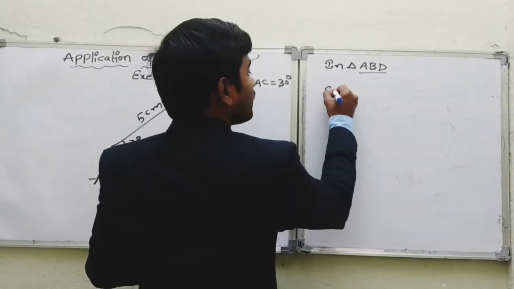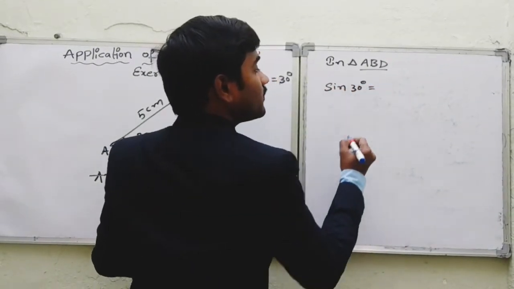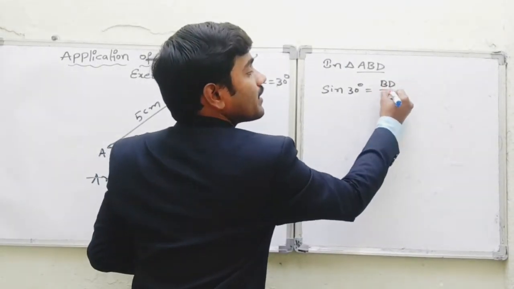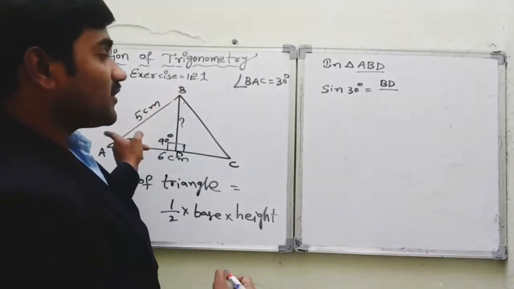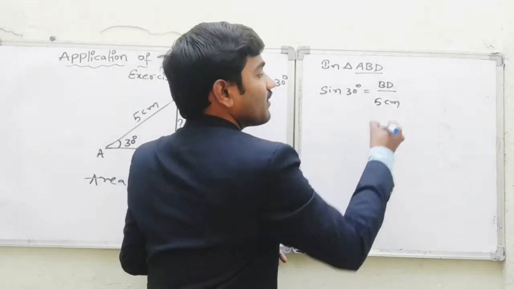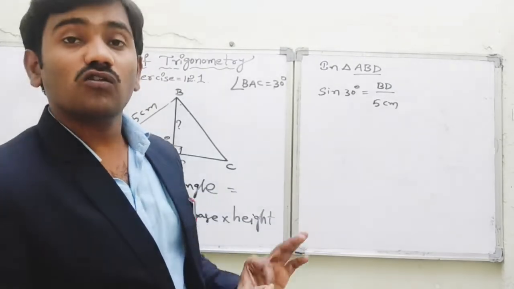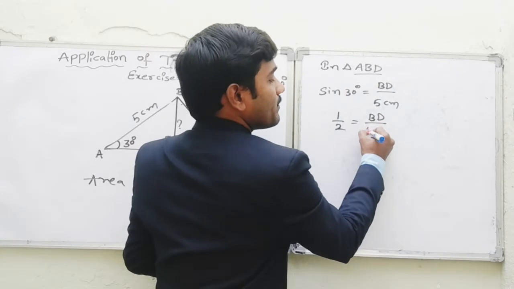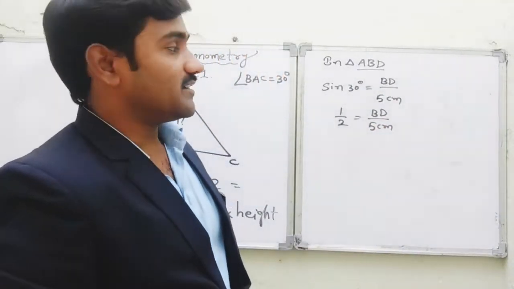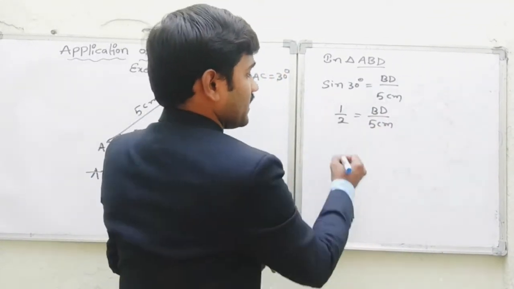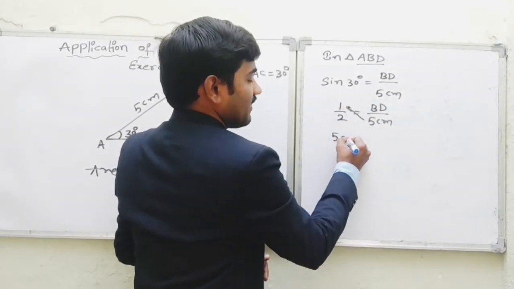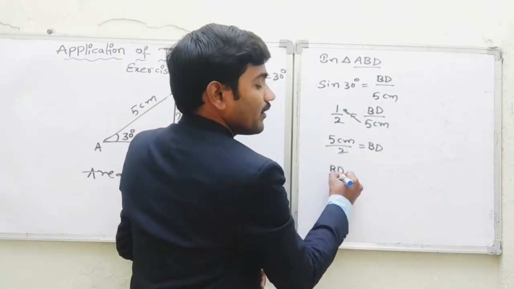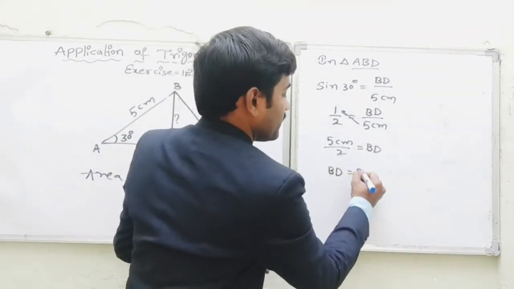So sine 30 degrees is equal to opposite, that is the height of the triangle BD, by hypotenuse, that is AB, 5 centimeter. Sine 30 equal to 1/2. That equal to BD by 5 centimeters. Let's take this 5 centimeters this side now. 5 centimeters by 2 equal to BD. That equal to BD equal to 2.5 centimeter.